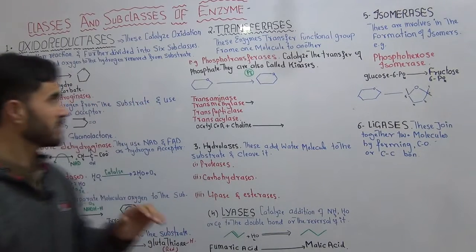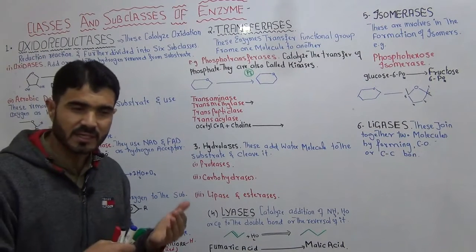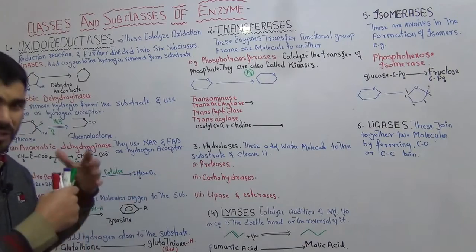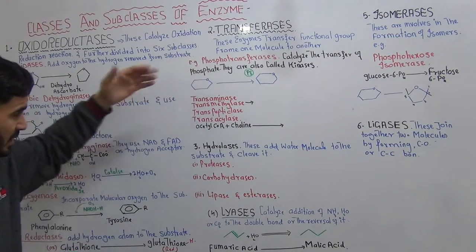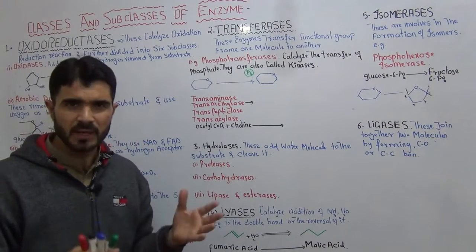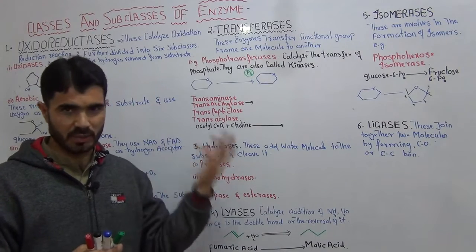Let's discuss the first group, that is oxidoreductases. The first group needs a little bit more discussion, a little bit more time. The second group also needs a little more time, but the third, fourth, fifth and sixth groups are very simple and don't need that much time. So we will be able to finish them as soon as possible.